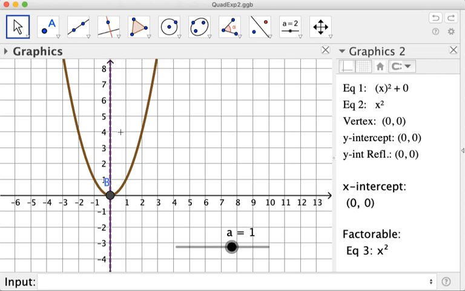What you see here is a graph of y is equal to x squared, sometimes seen in functional form as f of x is equal to x squared. And it's just your basic parabola. It happens to have a vertex at 0, 0.